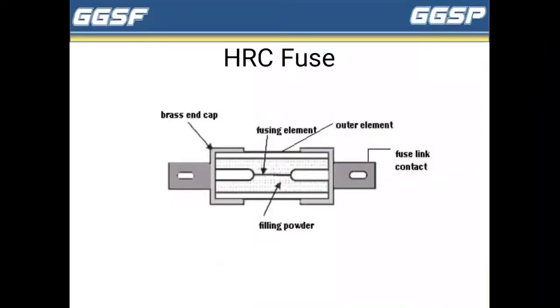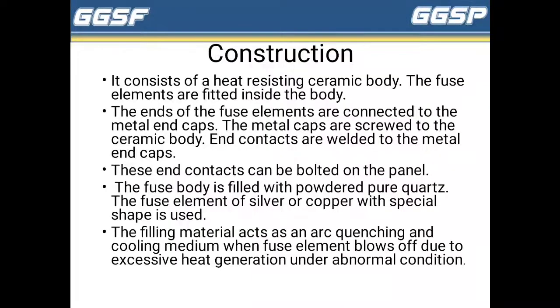The diagram of the HRC fuse is as shown below. The construction of the HRC fuse is quite simple and small. It consists of a heat resisting ceramic body. The fuse elements are fitted inside this body. The ends of the fuse element are connected to the metal end caps. The metal end caps are screwed to the ceramic body. End contacts are welded to the metal end caps. These end contacts can be bolted on the panel.